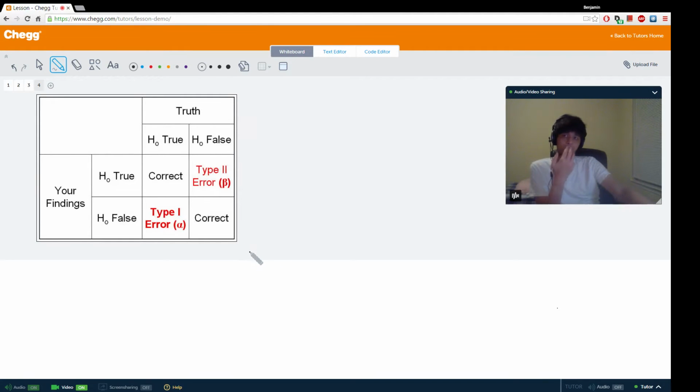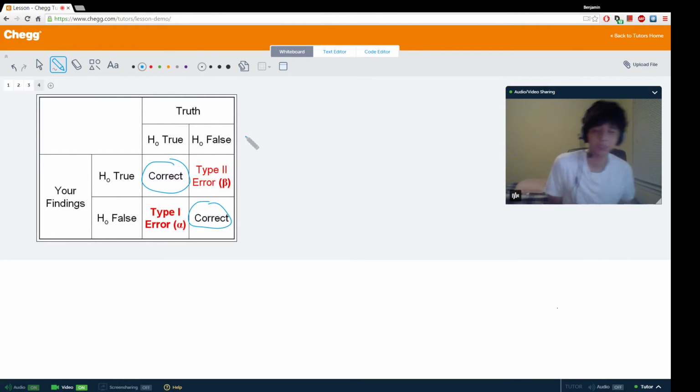Let's look at the matching conditions first, because they're what we normally consider normal from what a hypothesis test gives us back. The two matching conditions are here. Let's circle them in blue. The first one is when your hypothesis test reports that your null hypothesis is true, and in nature, it is in fact true. So you made a correct judgment. The other correct judgment is that your null hypothesis is false, and in nature, it is in fact false.